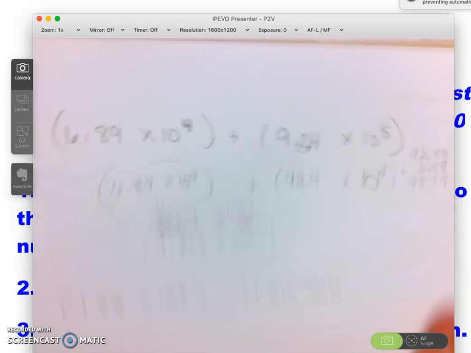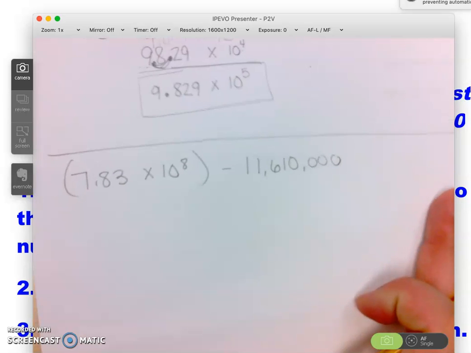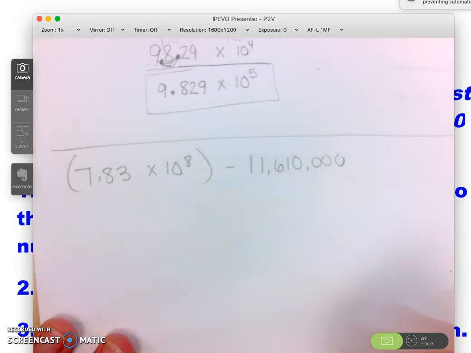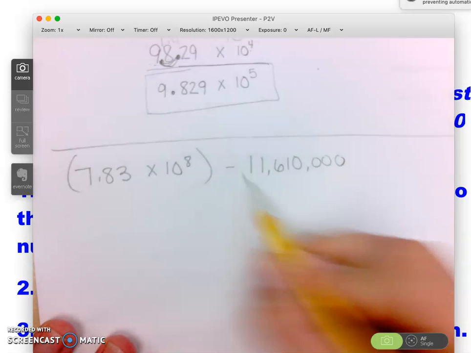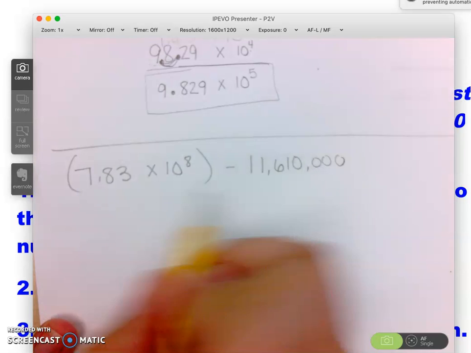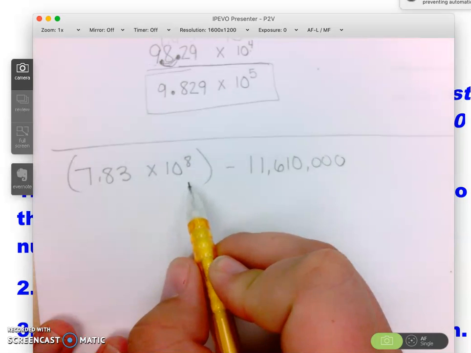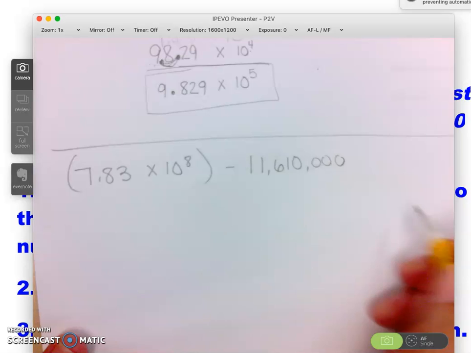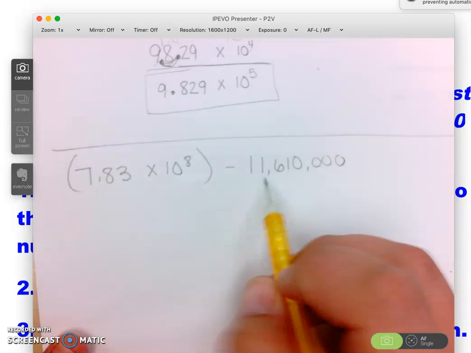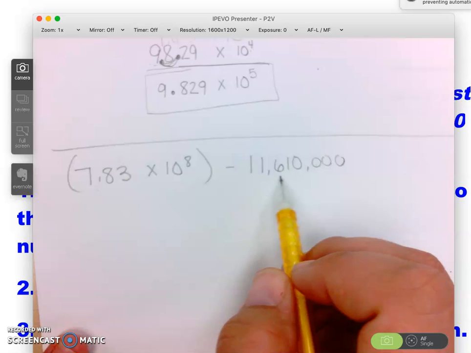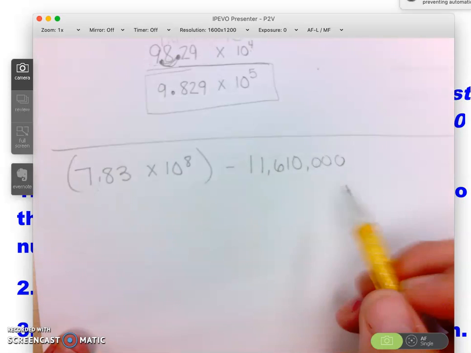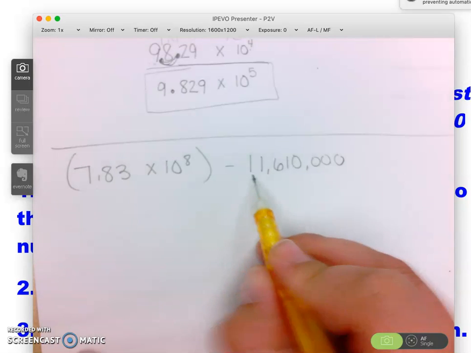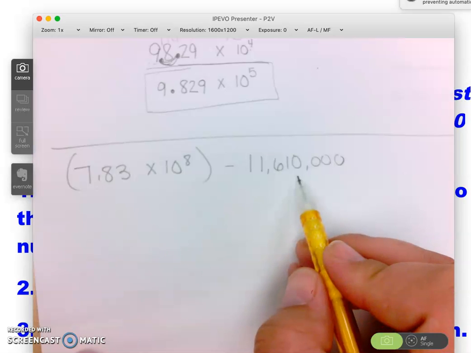Okay, so your next one here, you want to make sure, so now this number is my only one in scientific notation. Because we're working in scientific notation, I'm going to change this one to scientific notation. If I really wanted to, I could change this to standard form, but it would be a lot more zeros to deal with. And again, to check your answer, you could change this to standard form and then subtract this 11,610,000. But to get your total points correct on, say, a test or a quiz, I'm going to require you to change this to scientific notation.